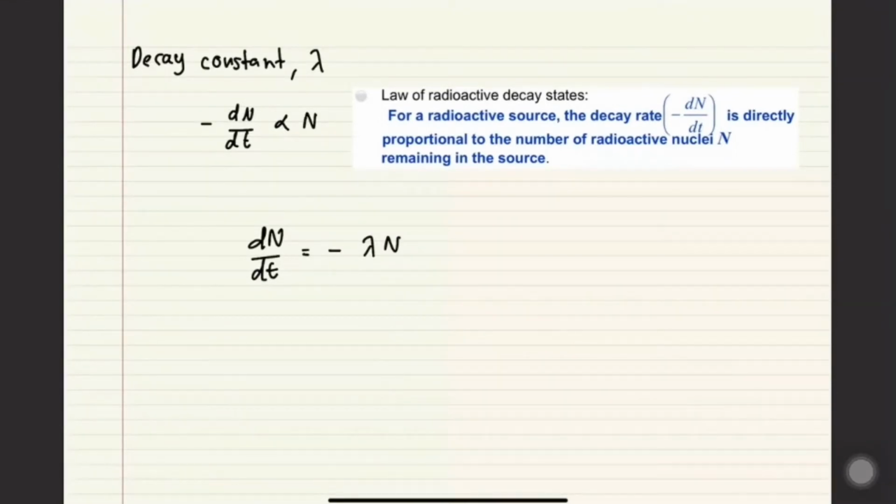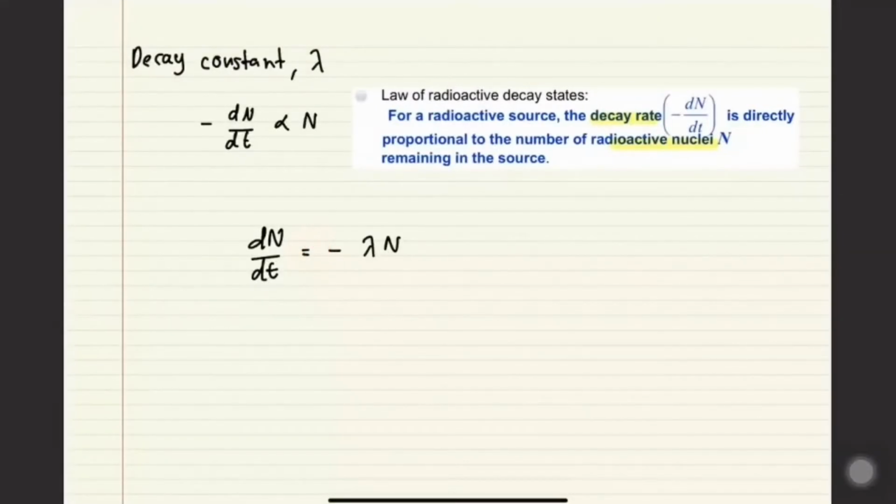Okay, the law of radioactive decay states that for a radioactive source, the decay rate is directly proportional to the number of radioactive nuclei remaining in the source. Radioactive nuclei are nuclei that are radioactive. So the rate of decay is directly proportional to the number of nuclei left in the source, N. And if you notice, there is a negative. The negative indicates that the rate is decreasing. I mean its value is decreasing. That's why it is negative.